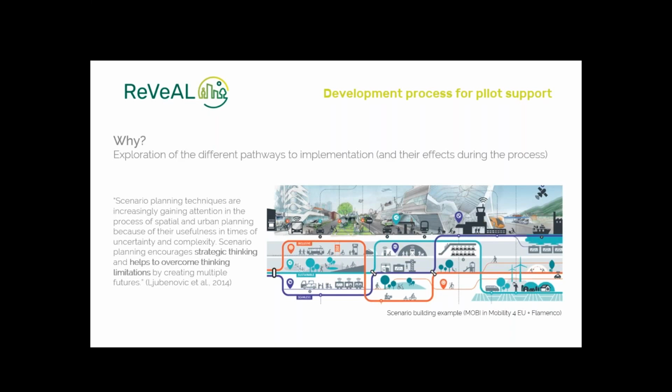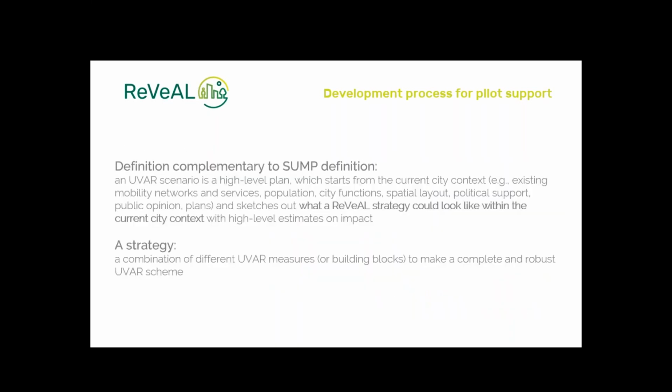But first of all, I also want to indicate that here a scenario is seen as a high-level plan that starts from a current city context and shows what a ReVeAL strategy could look like within that current city context. And a strategy here is a combination of different UVAR measures. So as we saw, for example, in the circulation plan of Ghent, a combination of different building blocks in order to end up with a robust and complete UVAR scheme.